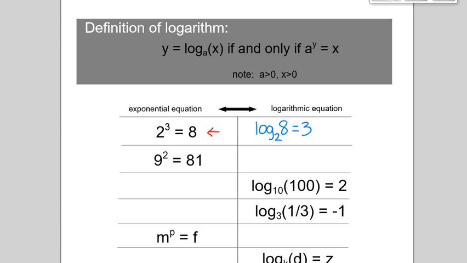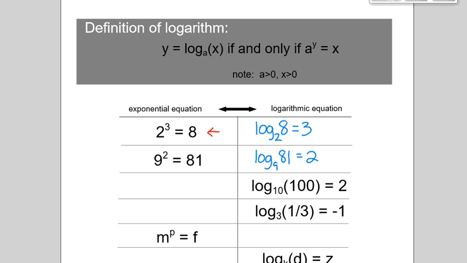Let's do another one. 9 squared is 81. If you write that in logarithmic form, your base is 9, so log base 9 of 81 equals 2. If you take 9 and you raise it to the second power, you get 81. We just kind of rearranged things a little bit.